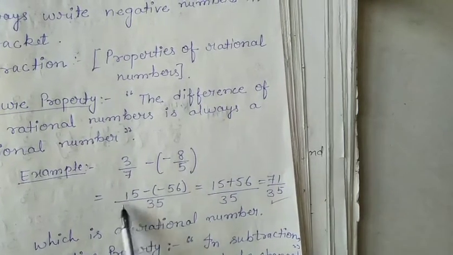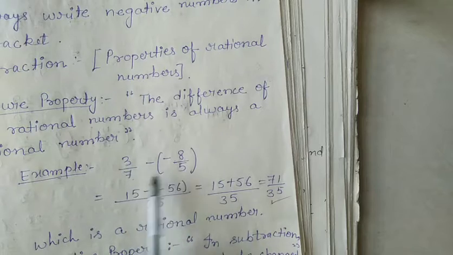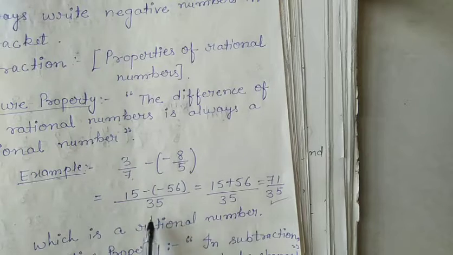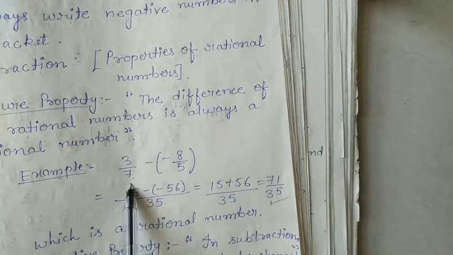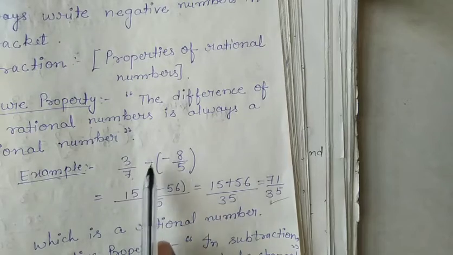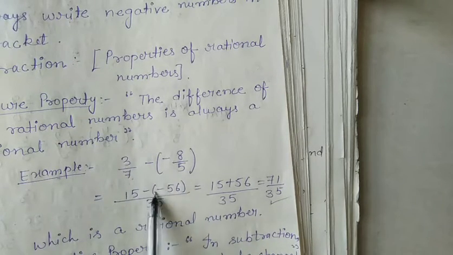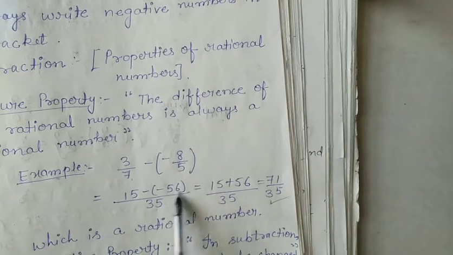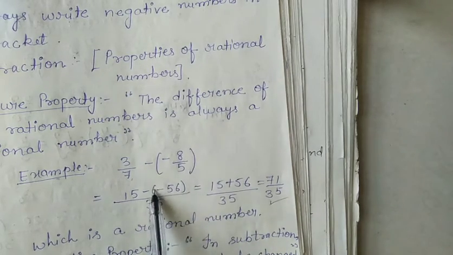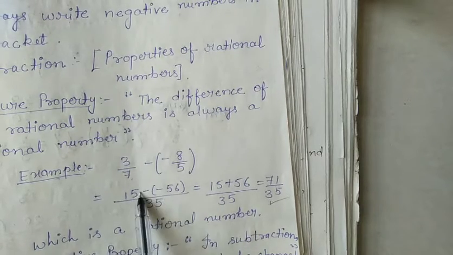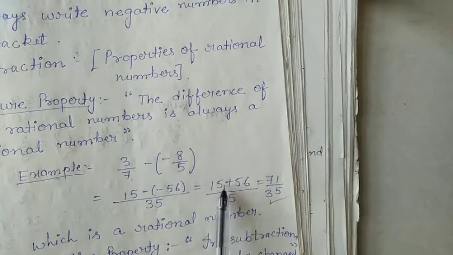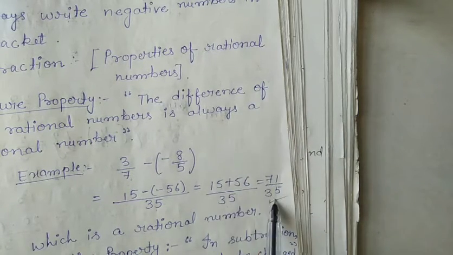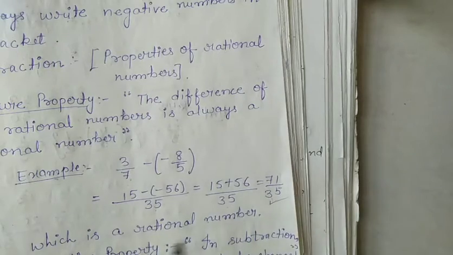First we take the LCM of their denominators, 5 and 7. LCM of 5 and 7 is 35. 35 divided by 7 is 5, and 5 into 3 is 15. Then we put the minus sign and start a bracket. 35 divided by 5 is 7, and 7 into 8 is 56. When there is a negative sign before the bracket, the sign is changed, so 15 plus 56. So 15 plus 56 by 35 is 71 by 35. It is also a rational number.